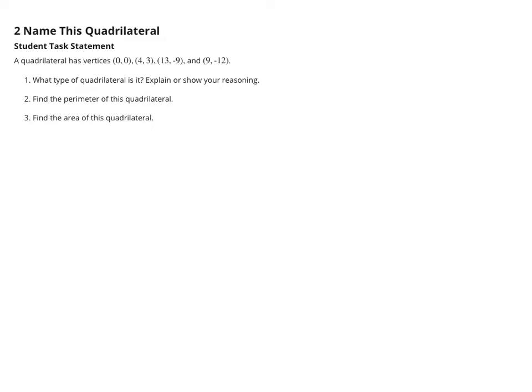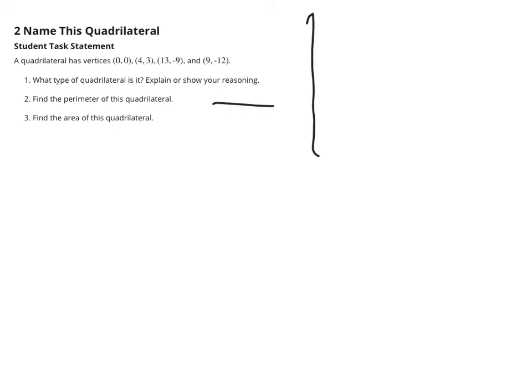All right, so let's work on this first one. Name this quadrilateral. A quadrilateral has those 4 vertices. What type of quadrilateral is it? And explain or show your reasoning. So at this point, it would be very worthwhile if we had graph paper. But we're going to try to figure this out without graph paper, all right? Quadrilaterals are always made in order.